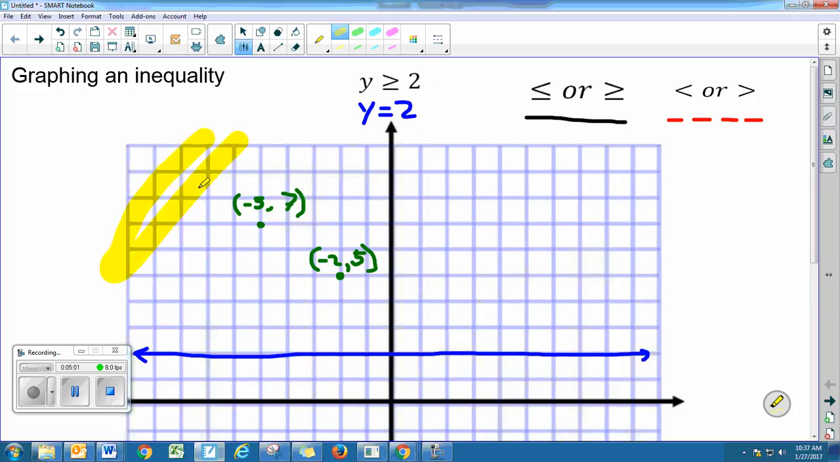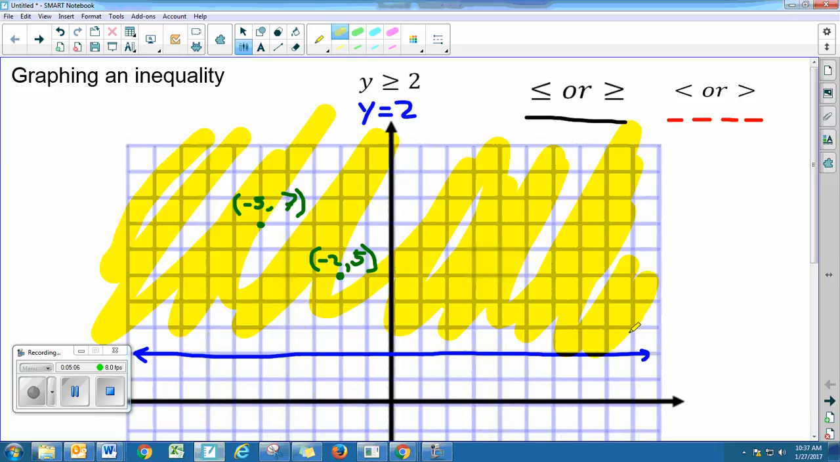So I would just shade in all of this part of the graph, and with your pencil, you would just shade that in. It doesn't have to be good. You just quickly fill in that spot. So this is saying, okay, here's my line.